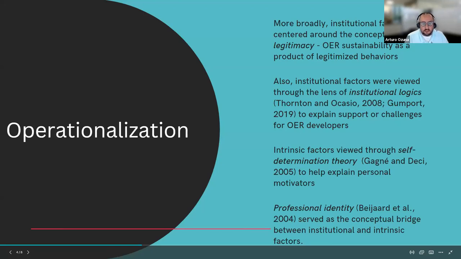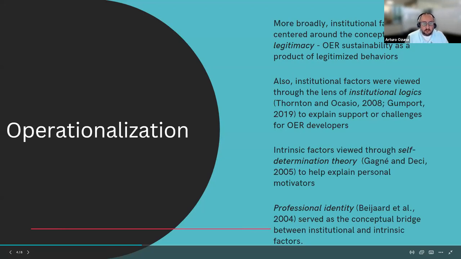from the institutional side, I really looked at this idea and this concept of legitimacy, right? Legitimacy as the primary driver for institutional behavior. And more specifically than that, I looked at this phenomenon through the lens of what are called institutional logics. And essentially those are just groupings of legitimized behaviors.